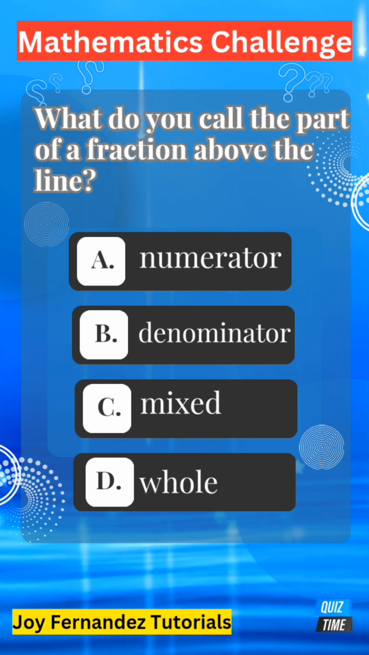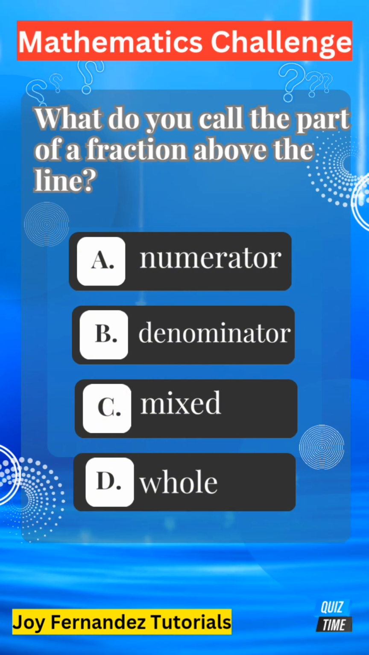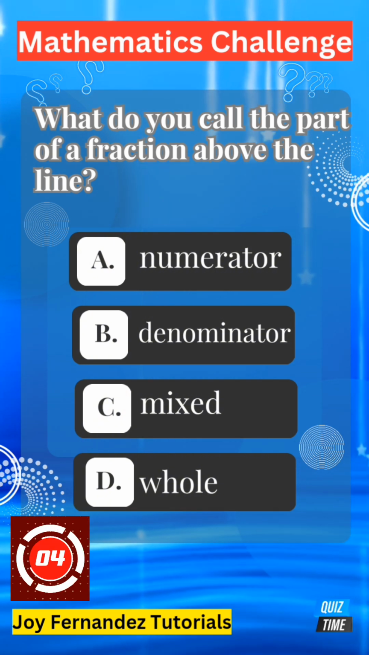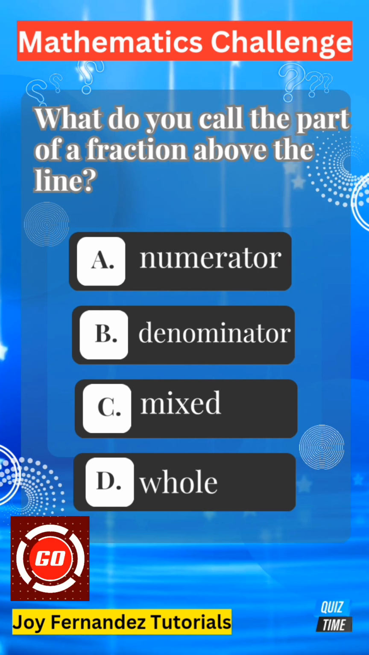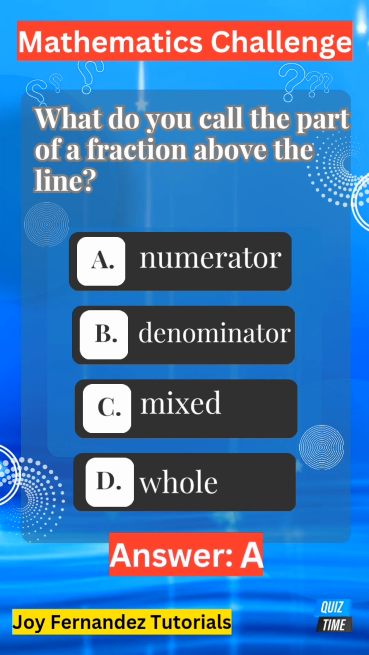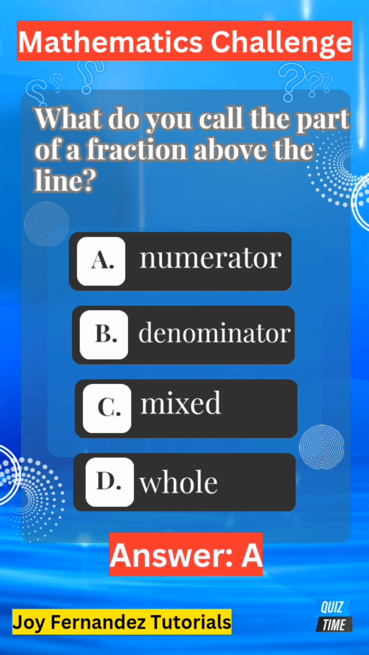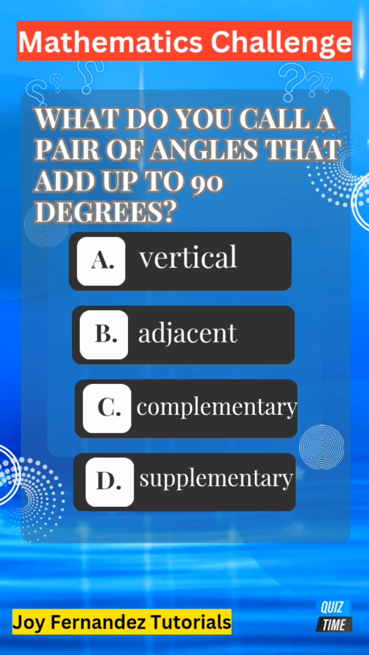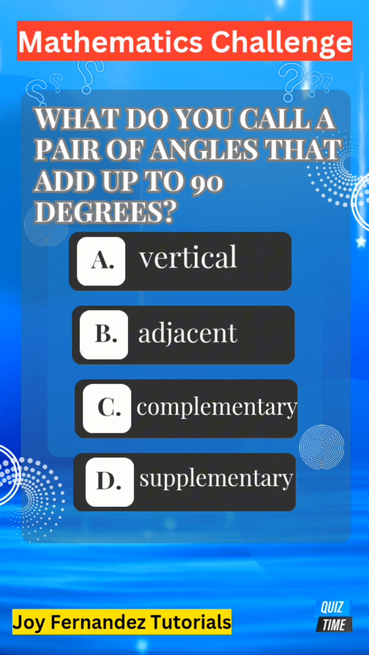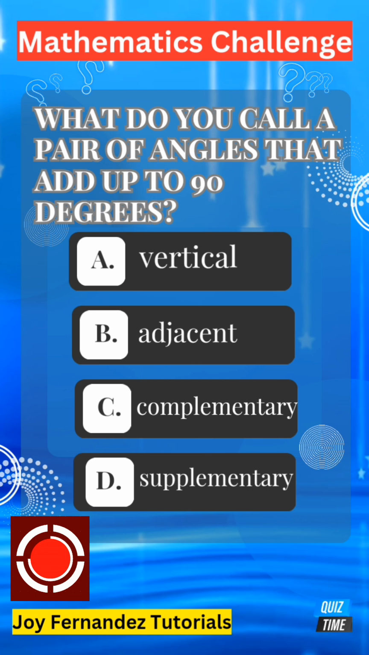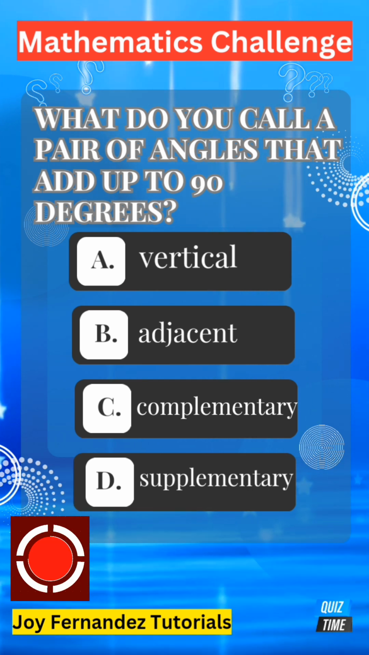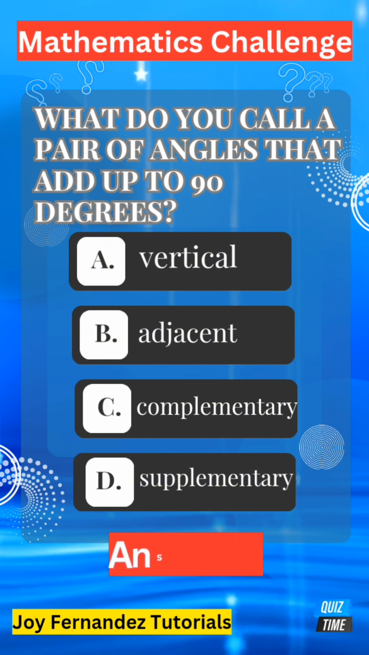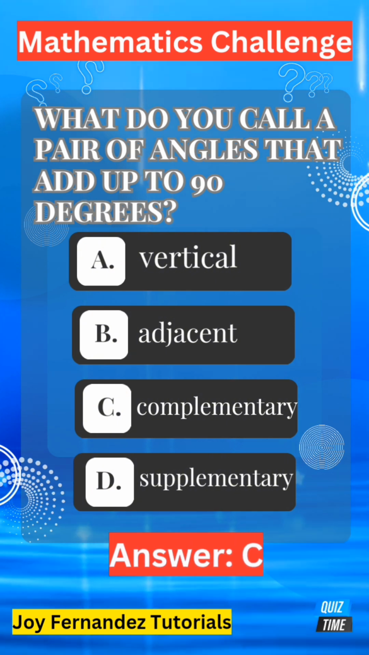What do you call the part of a fraction above the line? The answer is A. Numerator. What do you call a pair of angles that add up to 90 degrees? The answer is C. Complementary.